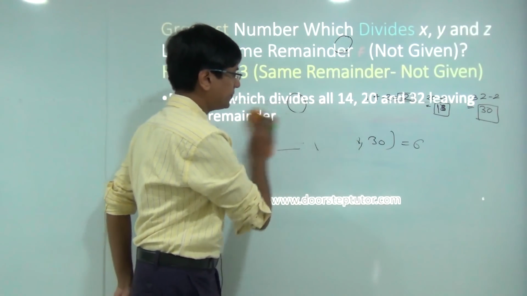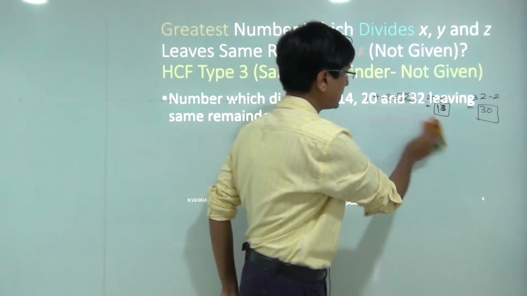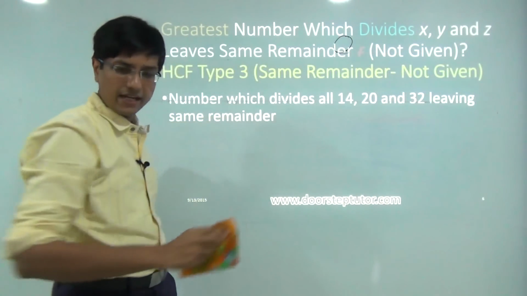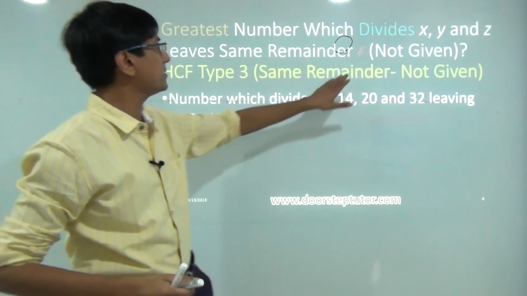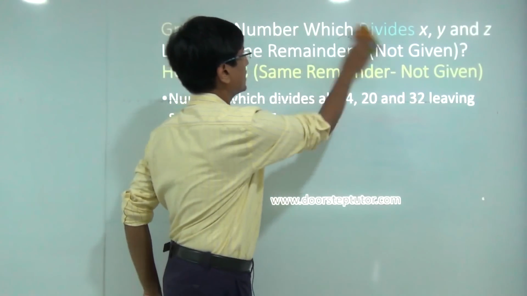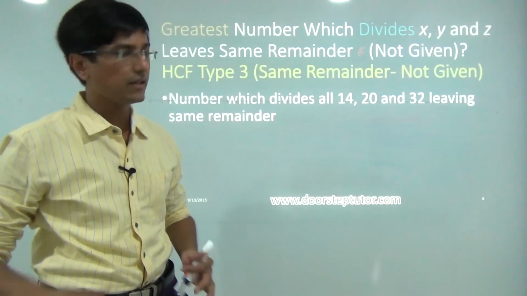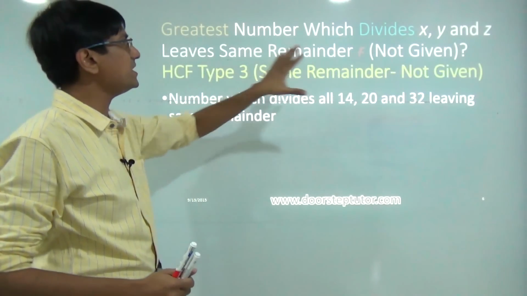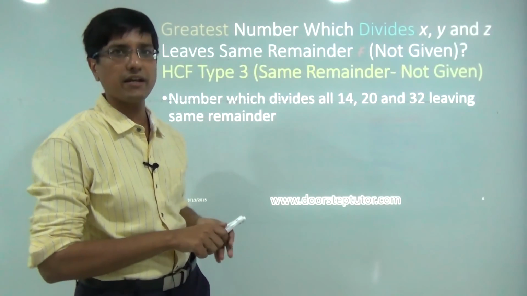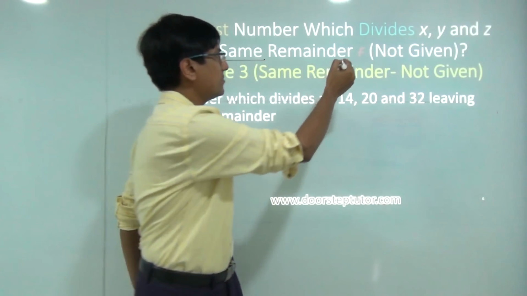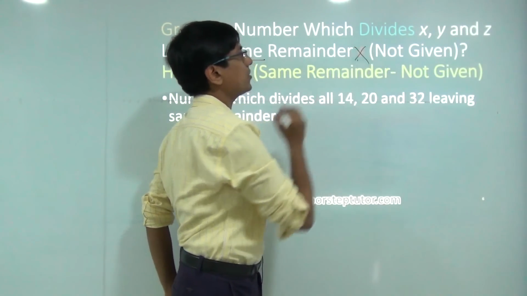Now this is very similar to the last problem that we discussed, but in this case, we are not given the remainder r. We are only told to find the greatest number which divides a given set of numbers x, y and z, and in each case it leaves the same remainder. That's all we are given. We are told that the remainder is the same, but this remainder is not given to us.